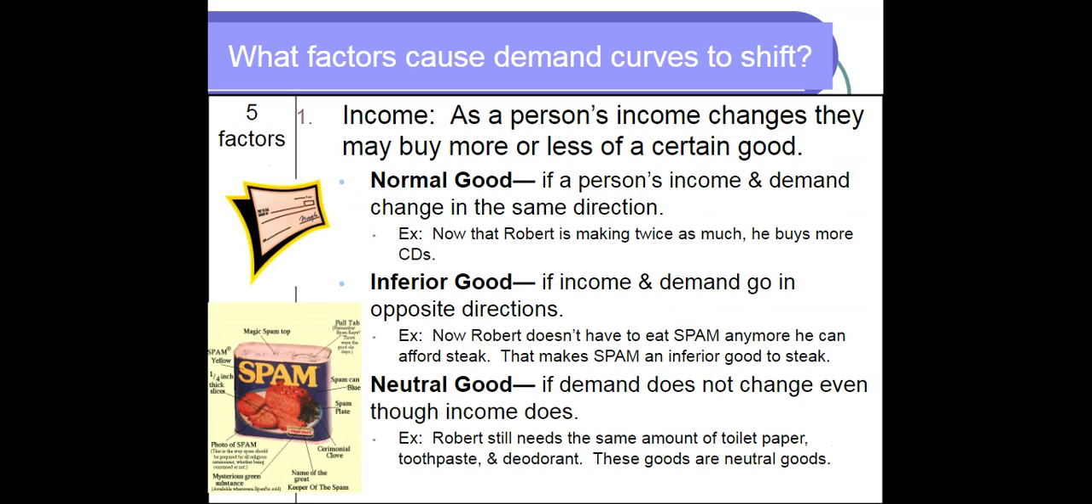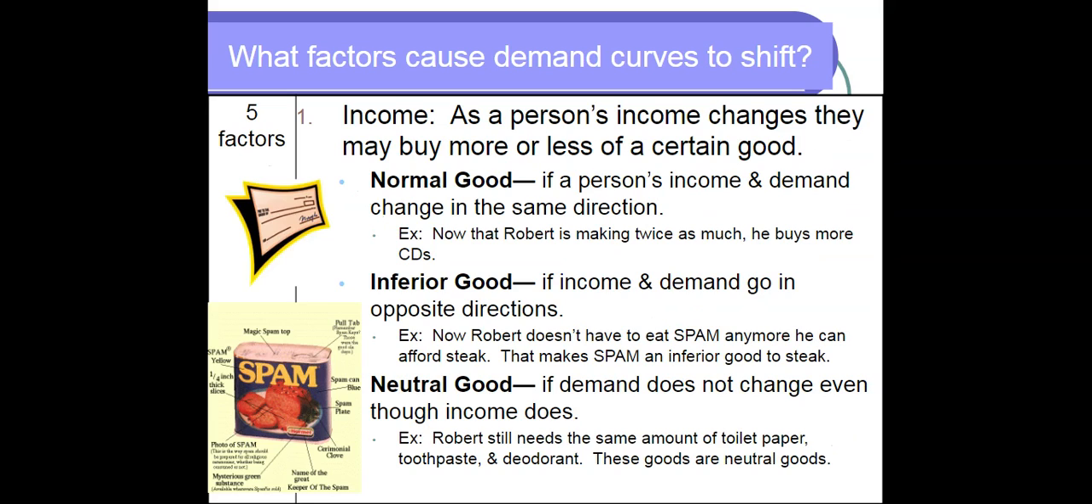A normal good is if a person's income and demand change in the same direction. An example would be if Robert is making twice as much, he will buy more CDs. So, basically, he'll just buy more of the things he already has or wants.